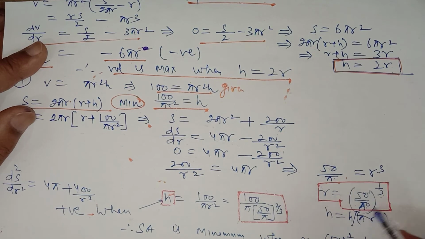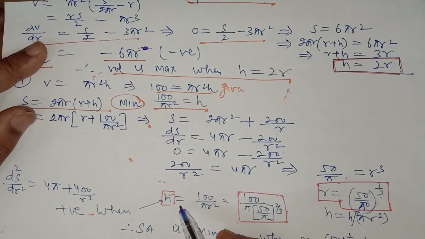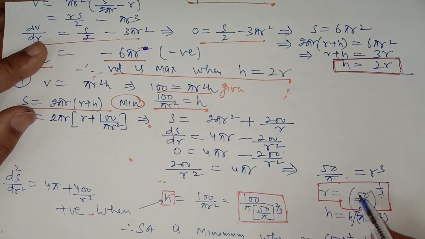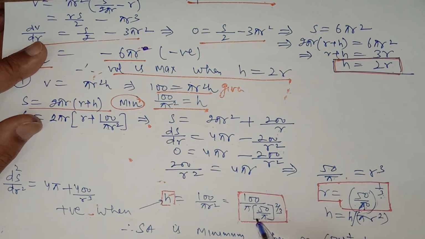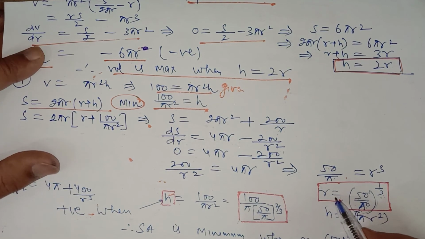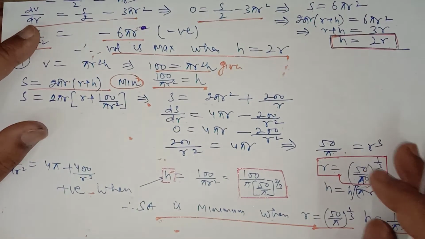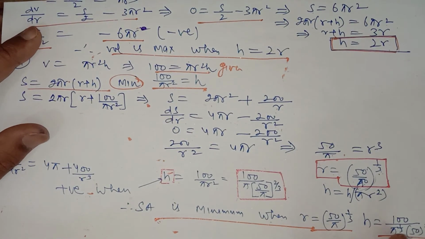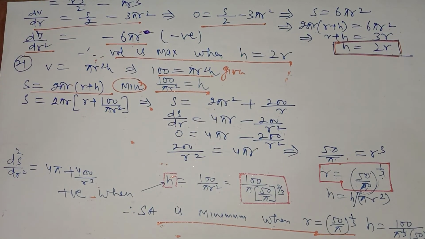When you put the value of r here, you will get the value of h as 100 upon pi r square, replacing the value of r as (50 upon pi) raised to power 1 upon 3. This is the height of the cylinder and the radius of the cylinder to have a minimum surface area. These are the dimensions. We'll discuss the next questions in the next lecture.